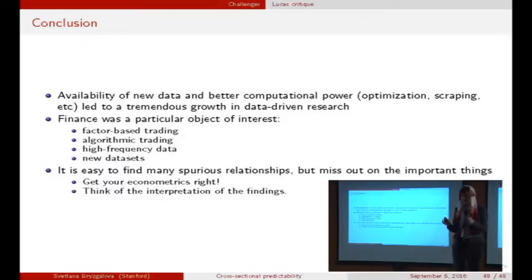But apart from doing the econometrics right, which is super important, we should also be thinking of what it means. What do those parameters, what do those patterns in the data imply for our understanding of the world?